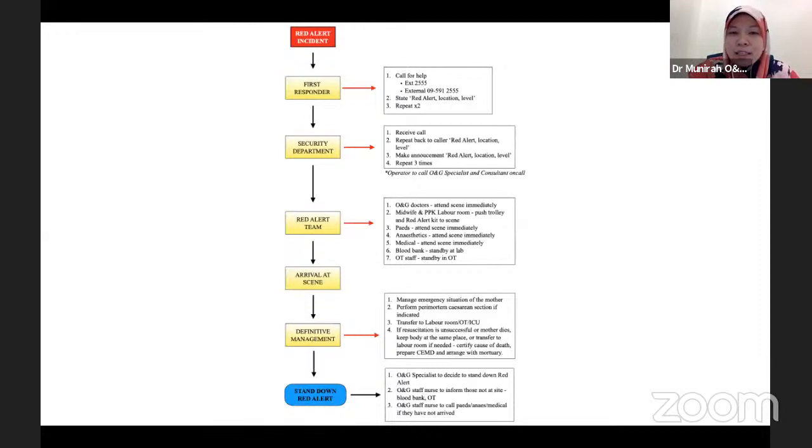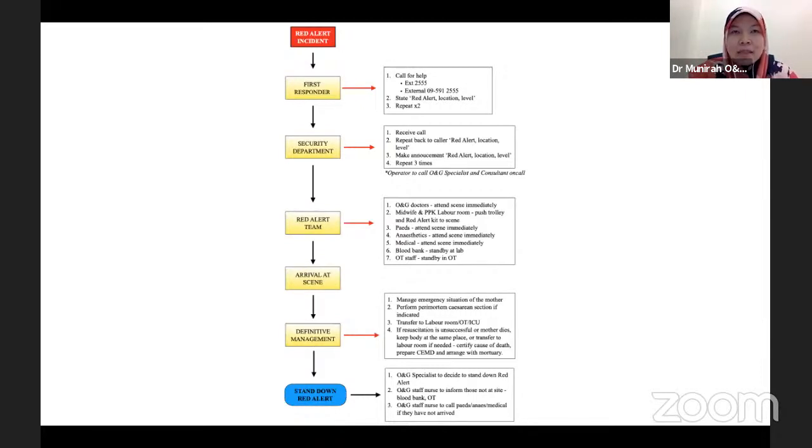It's slightly different from the ONG team, because the responding person from our team would be responding to the red alert, so we want to spare this person from making calls. So the operator will call the ONG specialist and consultant. For the other team members, such as the anesthetic team or the medical team, I'm hoping there is a spare hand, and you would be able to call your respective seniors or juniors to support as well. The red alert team is to attend to the scene immediately. And like I said, blood bank and OT staff are to stand by, and to manage the emergencies there.